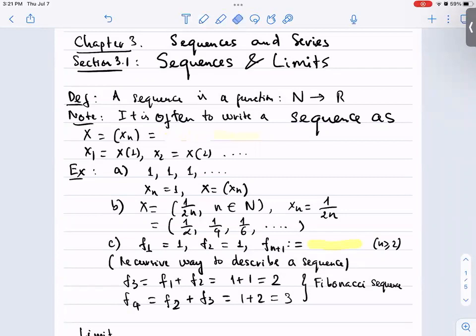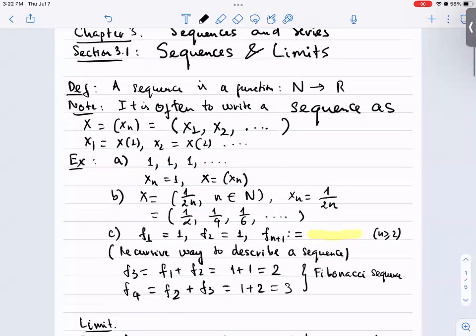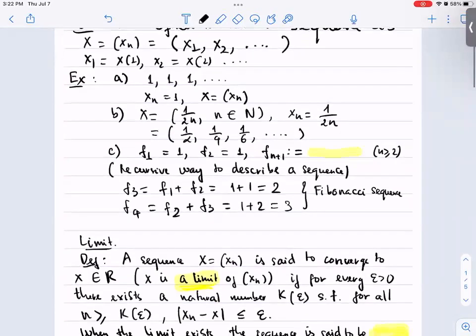So here, the sequence is exactly a list of numbers x1, x2, and so on. X1 essentially is the value of the function at input 1, x2 is the value of the function at input 2, and so on. Here are a few examples.